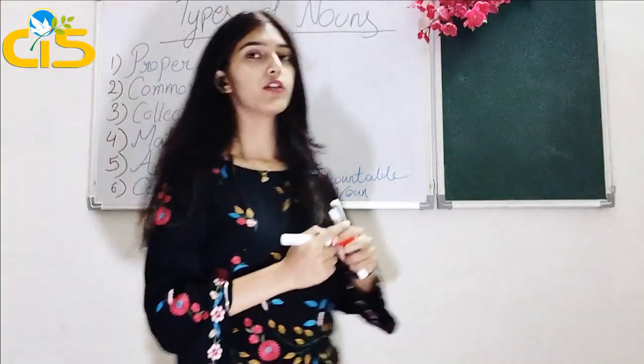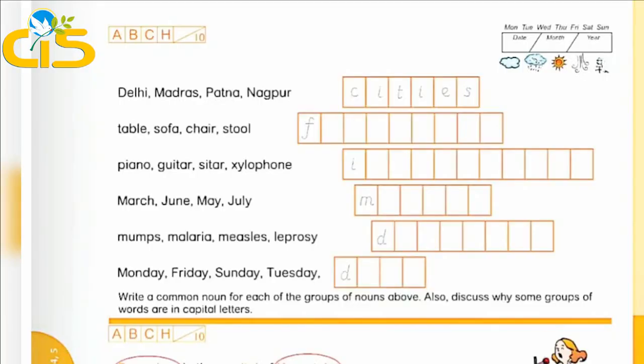So I hope you understood it clearly, right? So shall I ask you some questions? Okay, great. So let's see what we have to do in this exercise. Here it is written, write a common noun for each of the groups of nouns above. Also discuss why some groups of words are in capital letters. Okay, so let's do it.